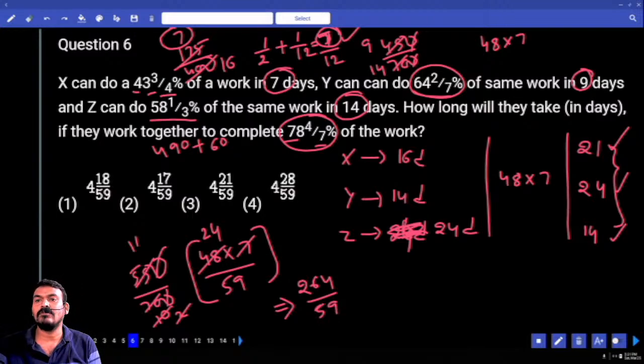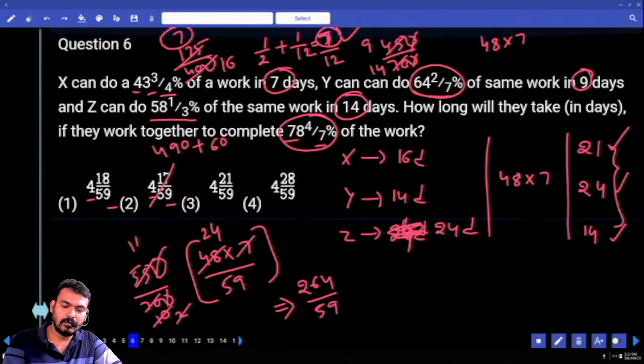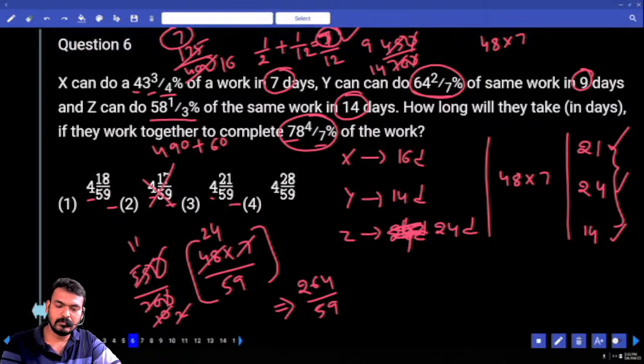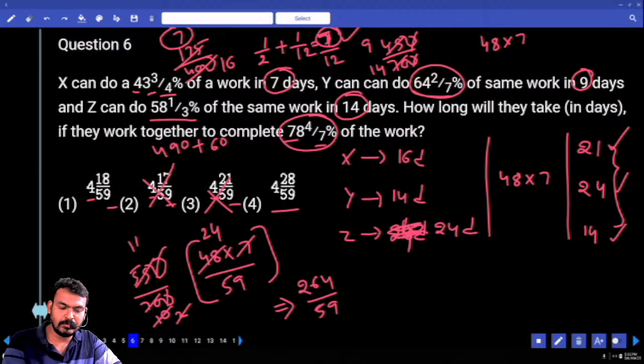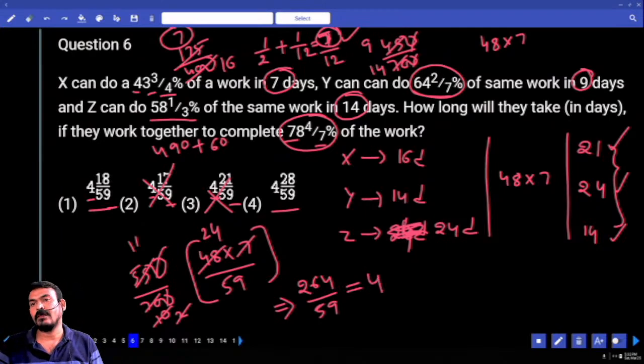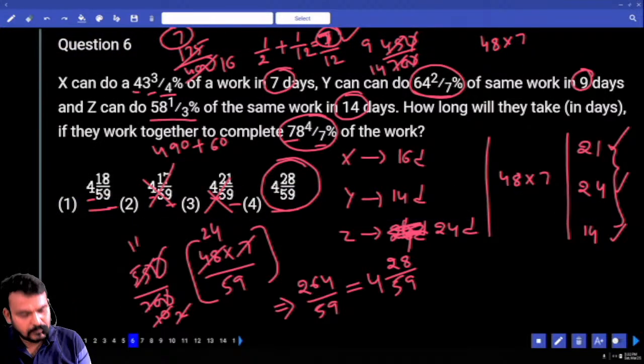End with 4. First option is end with 4. Yes. Second option? No. Third option? No. Fourth option? Yes. How many possibilities? 2 possibilities. 59 directly 4 times 100. 59 4 times means it is 236. What is the remaining value? 28 by 59. Which option? Fourth option.